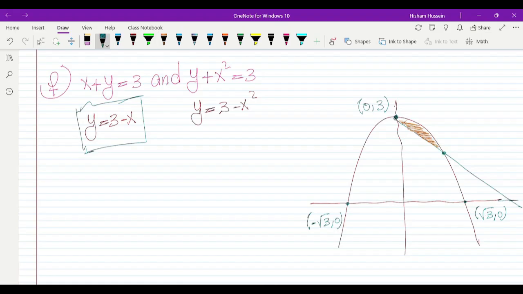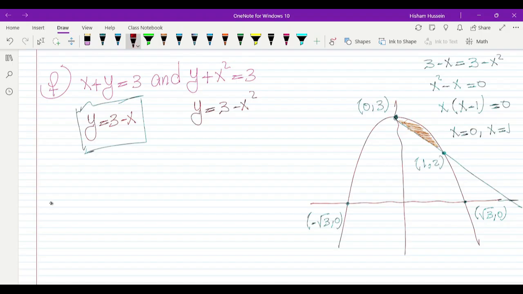Solve both equations together. 3 minus x equals 3 minus x squared. So this means x squared minus x equals 0. Factor x times x minus 1 equals 0. So this means x equals 0 or x equals 1. The coordinate of this point is at x equals 1, y equals 2.